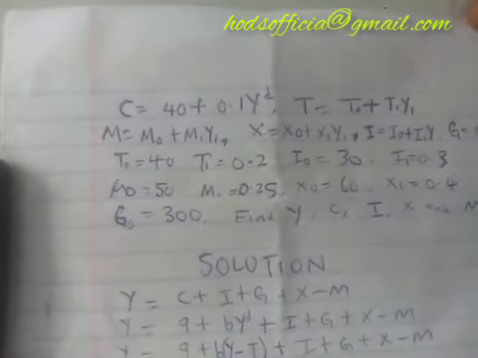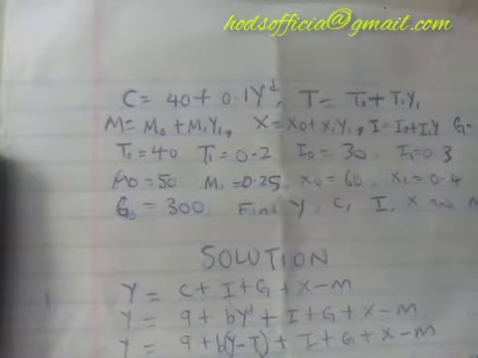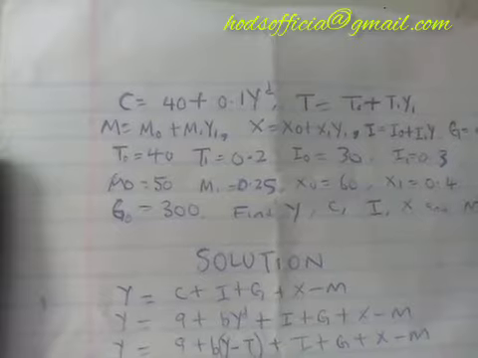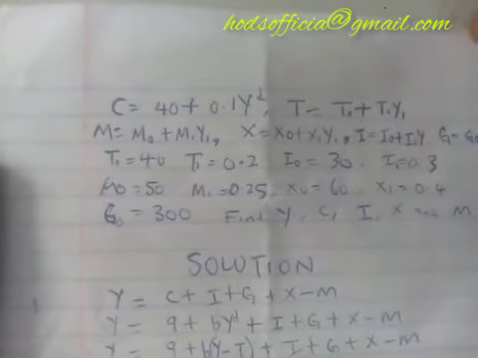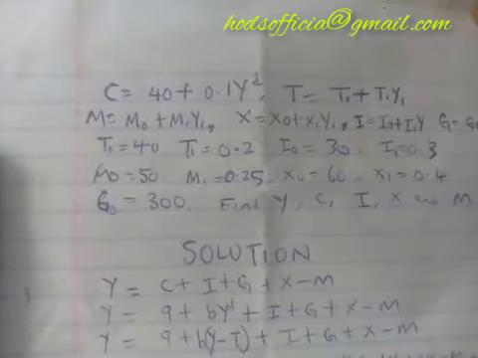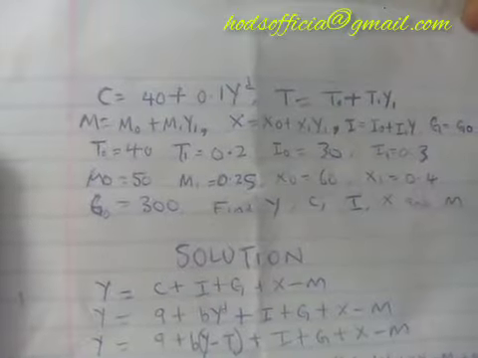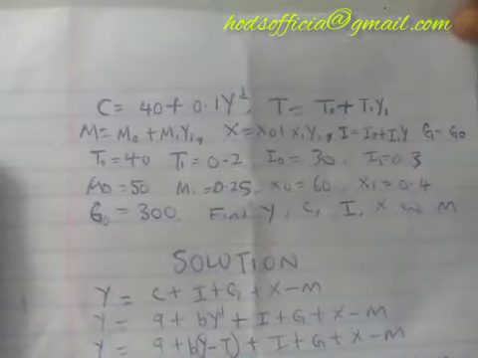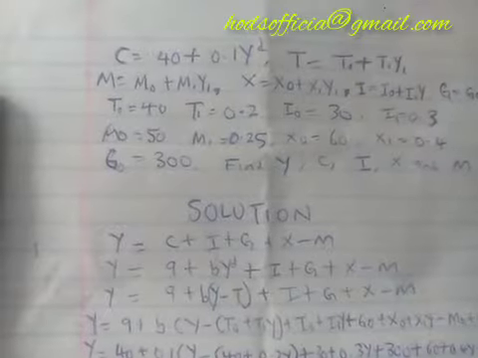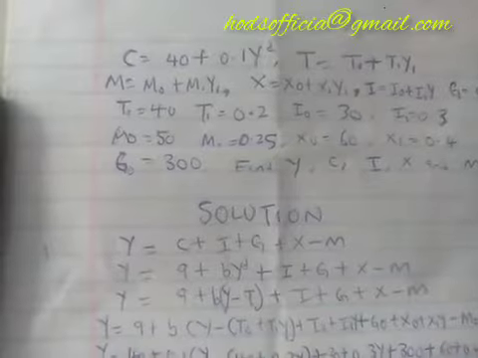So the M0 is independent import, while the M1 is dependent import. So it goes like that for the others. So we are given the figures of each variable. If you look at our C, it is the consumption expenditure. So the consumption expenditure is autonomous consumption, which is 40, plus B, the MPC, which is 0.1, times YD, so it depends on it. So we have it for the others like that.